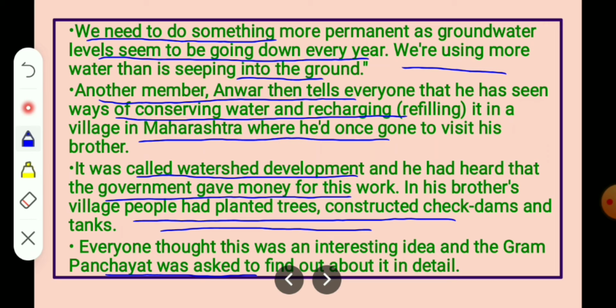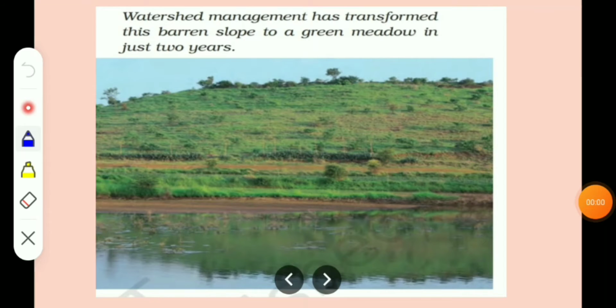Everyone thought this was an interesting idea and the Gram Panchayat was asked to find out about it in detail. So when Anwar told about this idea, everyone thought that this was an interesting idea and the Gram Panchayat was asked to find out its details. Here you can see the picture. Watershed management has transformed this barren slope to a green meadow in just 2 years.